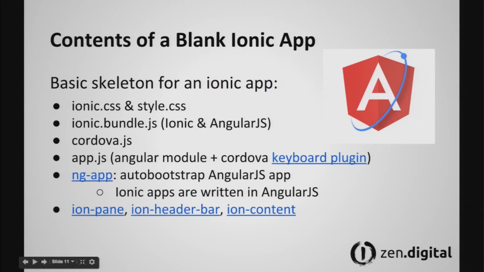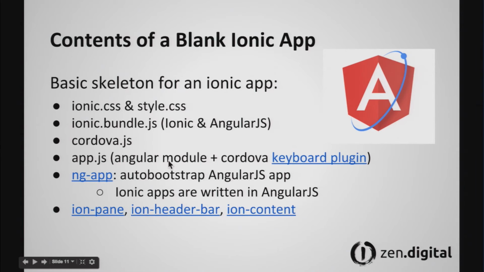So what are the contents of a blank Ionic app? We've got Ionic's CSS, cascading style sheets, and there's also our own style.css, which starts off blank. If we want to do any customizations, we put them in style.css. There is the Ionic bundle.js, and this accomplishes two things. It is basically one file that has the Cordova libraries, and the Cordova libraries, once again, are what allow this web application to look like a native application, essentially becoming a hybrid app on iOS or Android. So it's bundled all of that together.